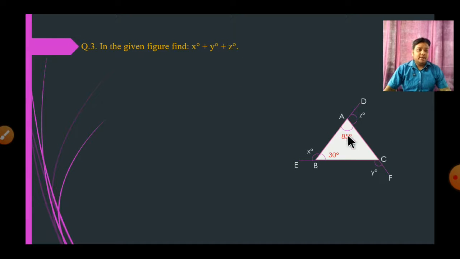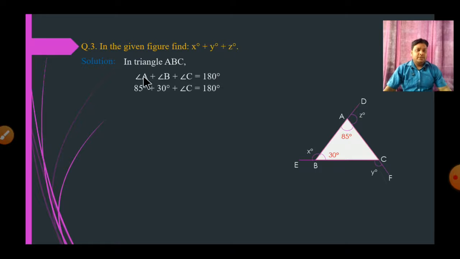Interior angle A is given as 85 degrees and interior angle B is given as 30 degrees. Here you can see the interior angle at A is 85 and the exterior angle at A is called z. BAD is a straight line, so 85 degrees plus x degrees is equal to 180, a linear pair. At first, in triangle ABC, angle A plus B plus C equals 180 degrees, so we will find interior angle C. Angle A is 85 degrees and angle B is 30 degrees, so we put the values.